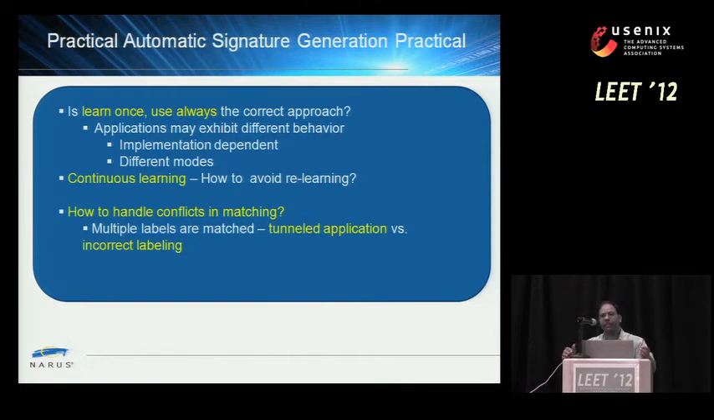An alternative approach could be to learn the application signatures continuously. The problem with this approach is how do we avoid relearning what we have learned? Put in other words, if we have learned a signature and we learn a signature later, how do we remove the redundancy between the signatures?